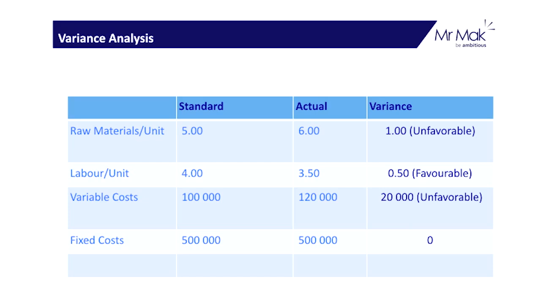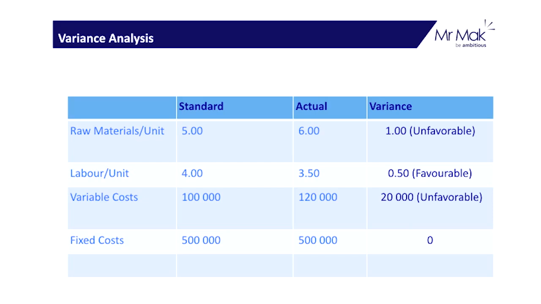On the labor side, the standard was 4 for each unit. The actual was 3.50, so we actually spent less comparatively on labor of 50 cents per unit. Therefore, we've got a favorable variance or a positive variance of 50 cents.